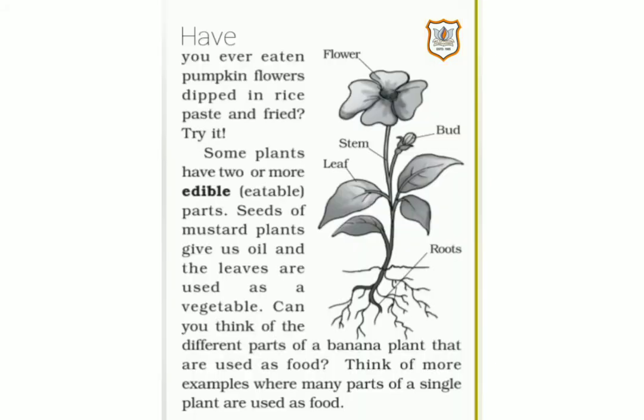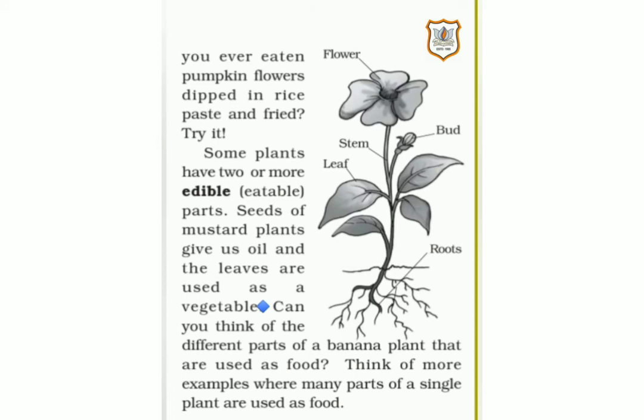Have you ever eaten pumpkin flowers dipped in rice paste and fried? Some plants have two or more edible parts. Seeds of mustard plants give us oil and the leaves are used as vegetables. So here we are talking about the edible parts, that means the eatable parts. In a plant we have many parts that are eatable like flower, stem, leaf, bud, roots. These are the parts of the plants which we consume in the form of different vegetables.